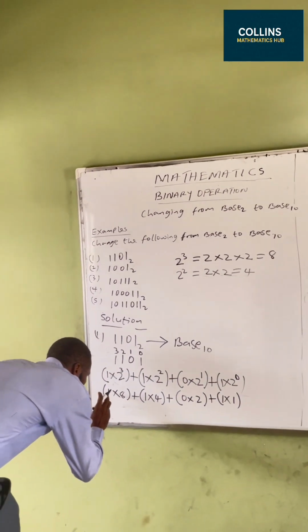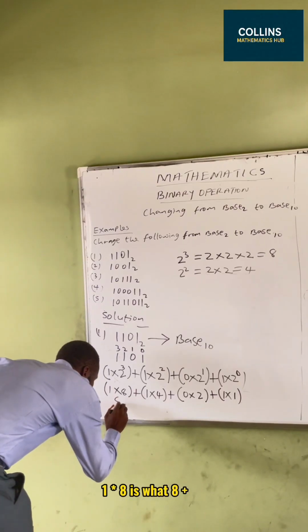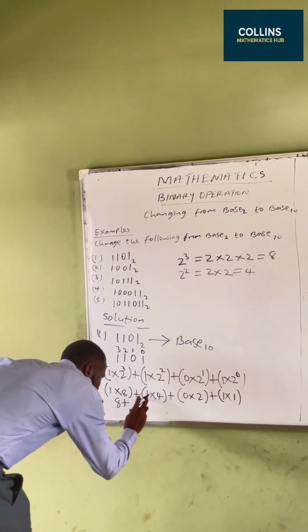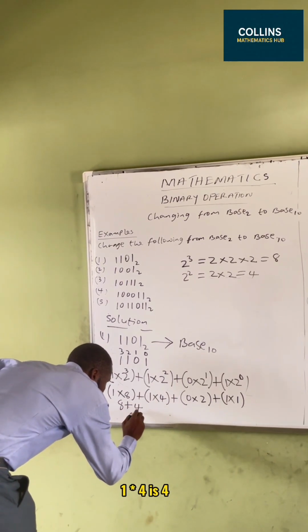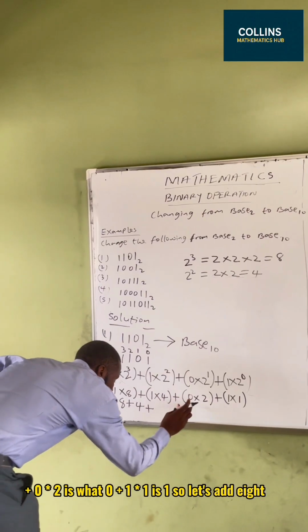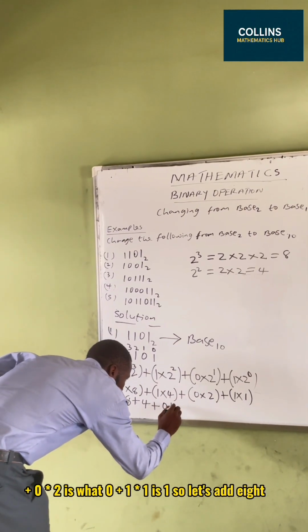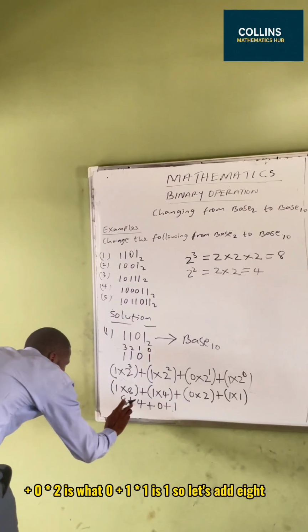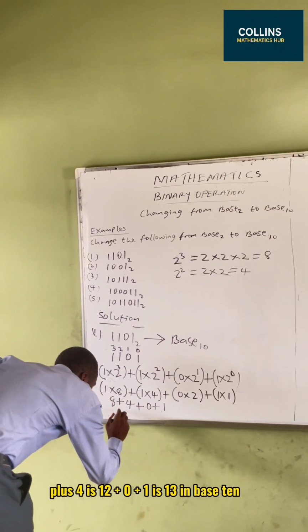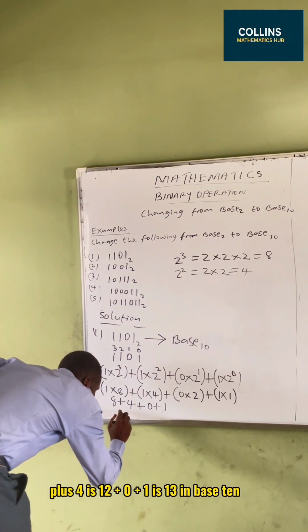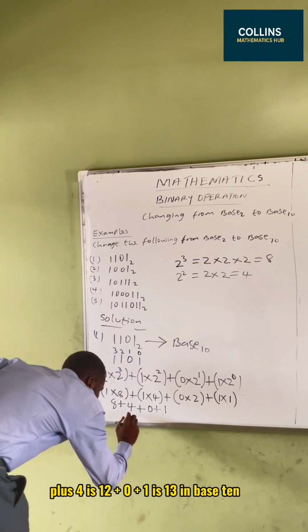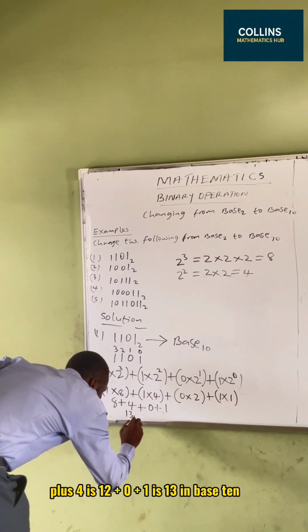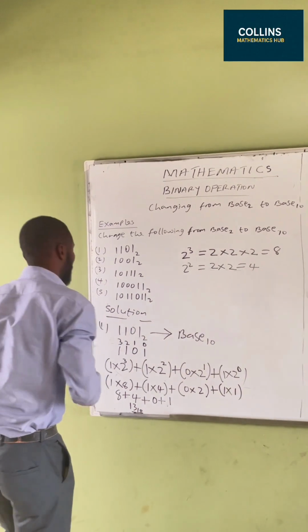So 1 times 8 is what? 8 plus 1 times 4 is 4 plus 0 times 2 is what? 0 plus 1 times 1 is 1. So let's add 8 plus 4 is 12 plus 0 plus 1 is 13 in base 10.